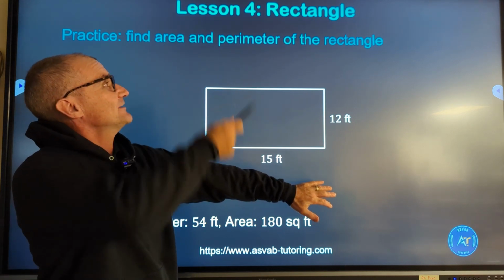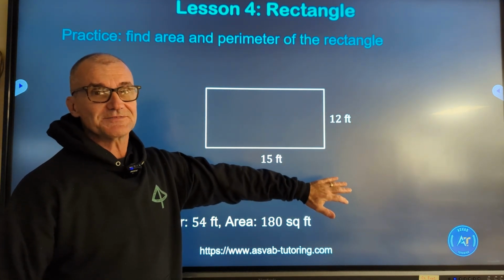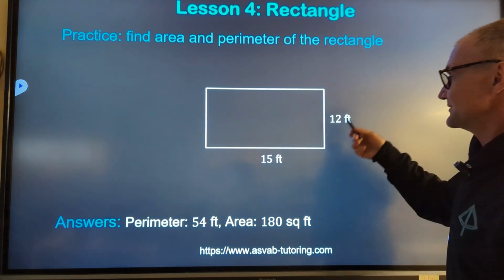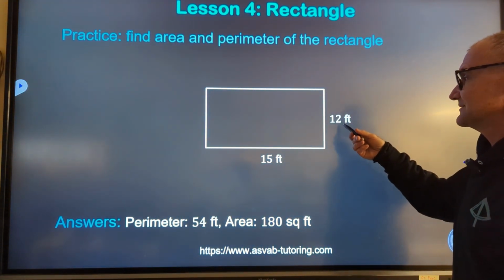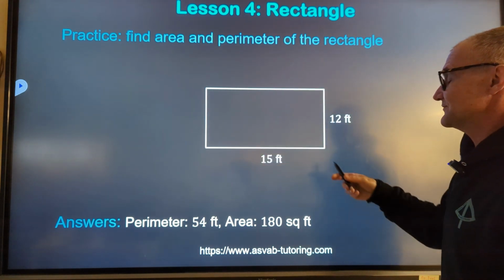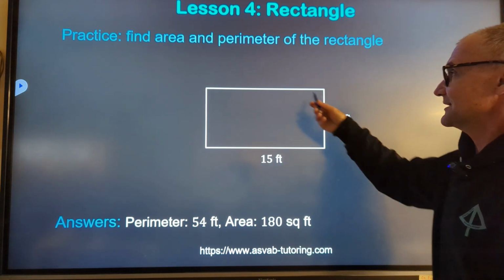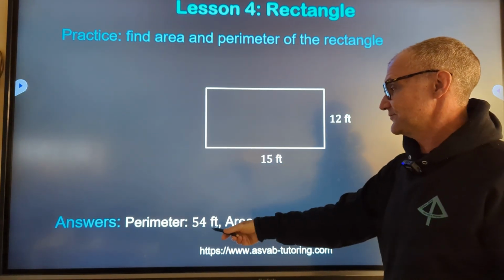Here we're trying to find the area and perimeter. Let's unpause the video and we'll go ahead and do it. So the perimeter is going to be 15 plus 12, 27, times 2, 54. That's going to be a singular dimension, feet. So the length around the outside, the perimeter, is 54 feet.